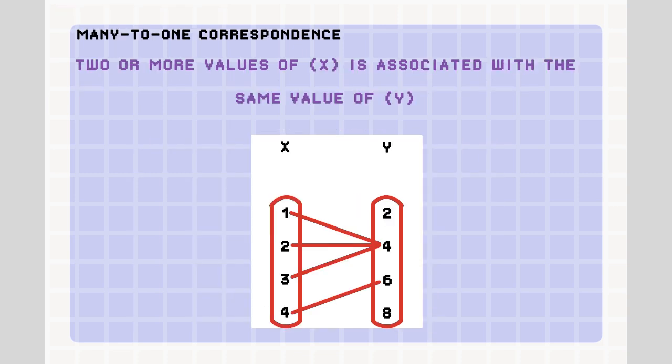And next, many-to-one correspondence. Two or more values of x are associated with the same value of y. This image shows a many-to-one correspondence. This means that multiple values of x are associated with the same value of y. The image demonstrates many-to-one correspondence because multiple values of x, 1, 2, 3, and 4, are associated with the same value of y, 4. Let's consider a real-world example of many-to-one correspondence.